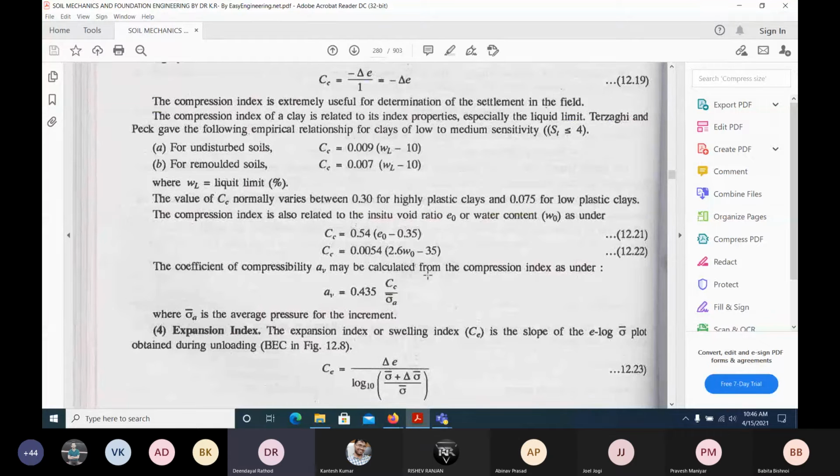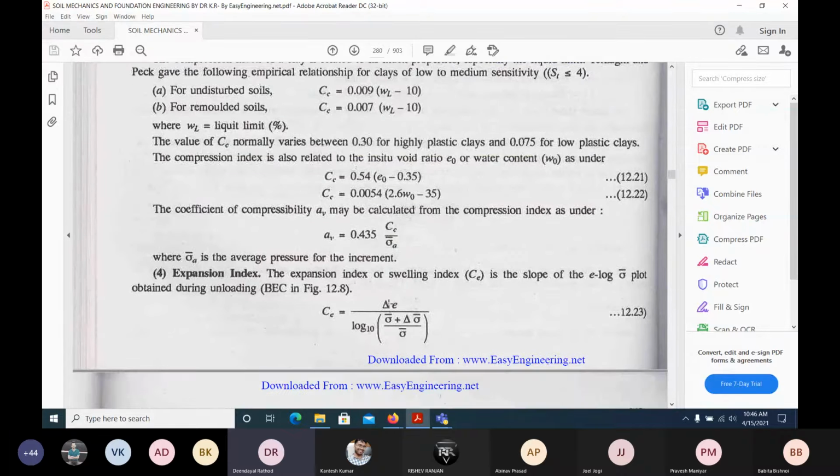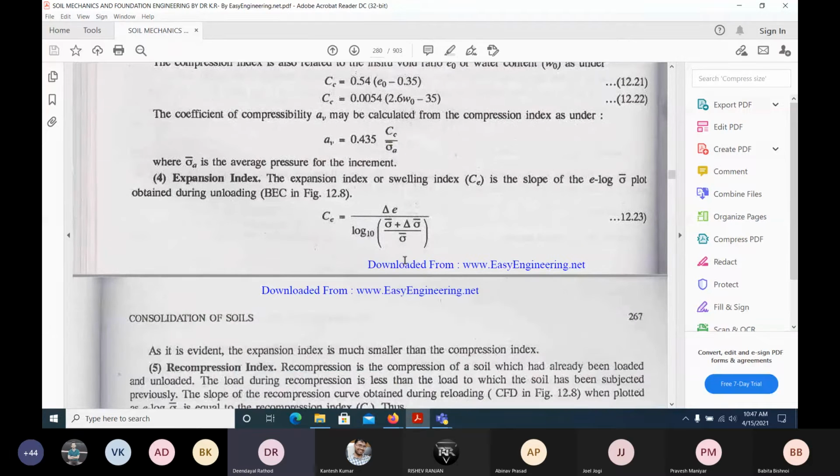The coefficient of compressibility may be calculated from the compression index. There are some equations also given. av can be written as 0.435 Cc divided by sigma bar, the average effective pressure for the increment. Likewise we can measure and correlate these terms. These are the basic terms generally determined when you conduct a consolidation test: coefficient of compressibility, coefficient of consolidation, compression index, volumetric change, and so on.